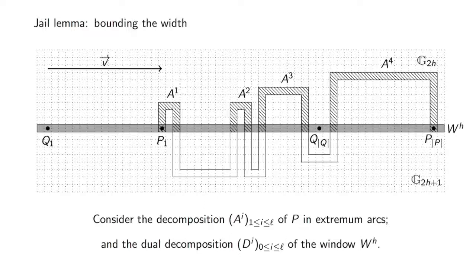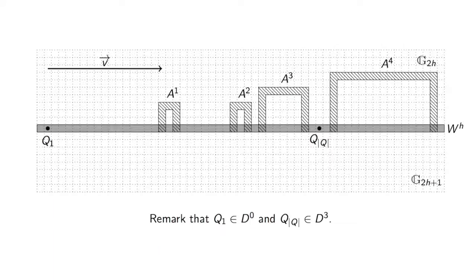Remark that the width of A4 is strictly greater than the width of A3 and that the width of A3 is strictly greater than the width of A1. Our aim is to find such a subsequence of arcs of increasing width. We now explain how to proceed.